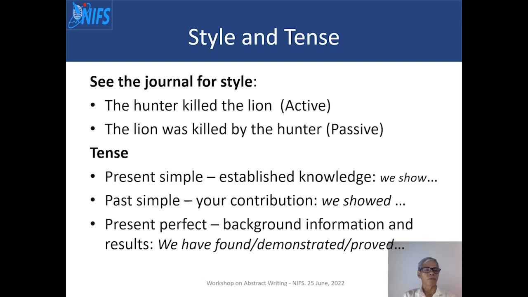You should be careful with the tense that you use. If you are referring to established knowledge, that is what is already known or established by other findings by other authors, you can write as we show, for example, in the present simple. Your own contribution should be in the past simple, which is we showed. Any background information and your results should be in the present perfect. We have found, we have demonstrated, etc. So these are briefly style and tense as to how we write the abstract.